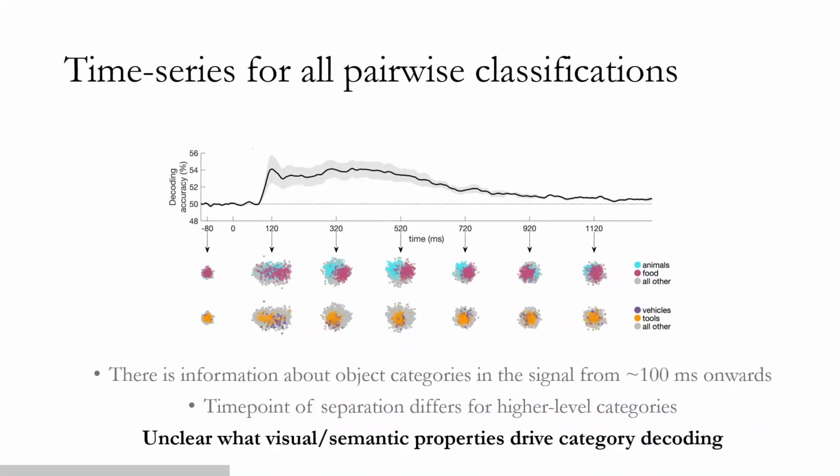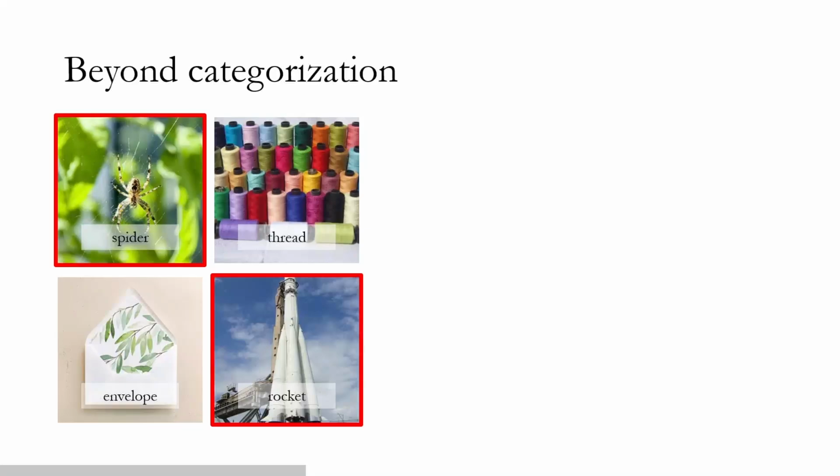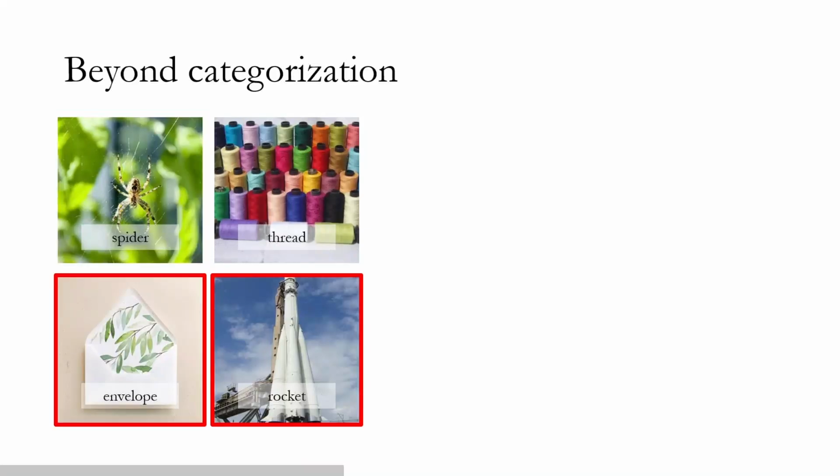In particular, I mean that you can actually do a lot more with these images than just categorize them. If I was to ask you to group 2 of the images that are similar, you might pick the spider and the rocket because both of these can move. Or another person might pick envelope and rocket because they are both white.